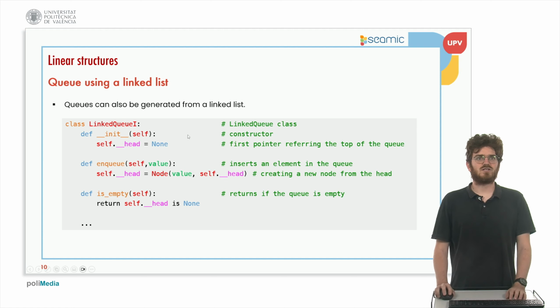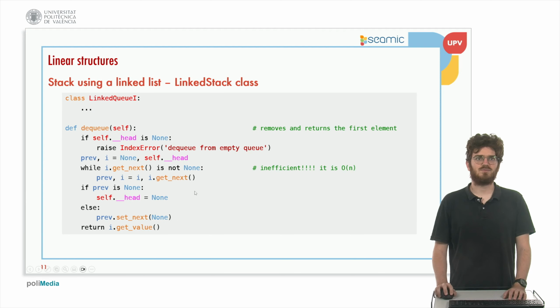So the first methods are very simple and very similar to those of the stack. First, we define an attribute called head, and we initialize it to none because the list is empty. And to add new elements, we just add them to the head of the queue, as we did with the stack. The isEmpty check is very similar to that of the stack. And then we get to the more complicated part.